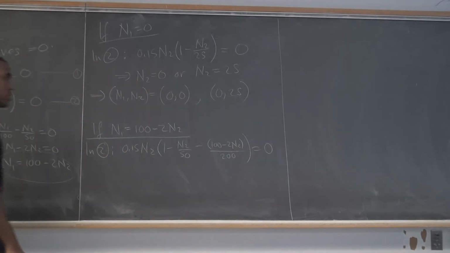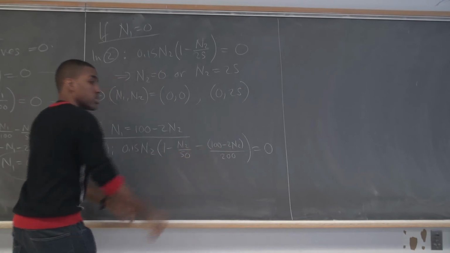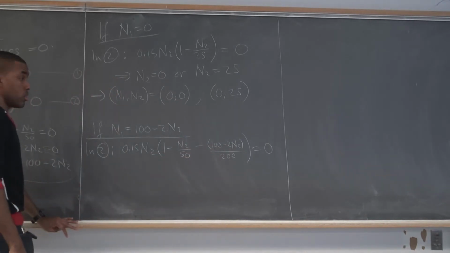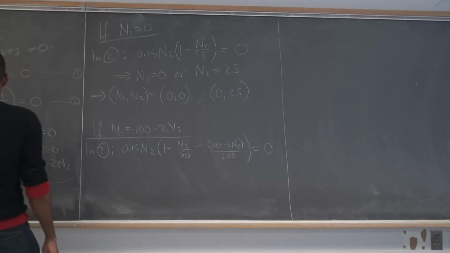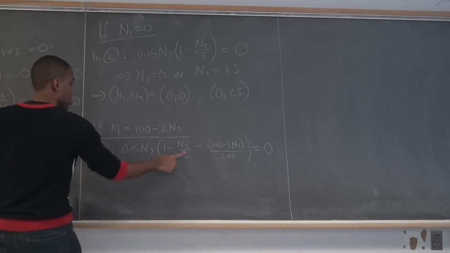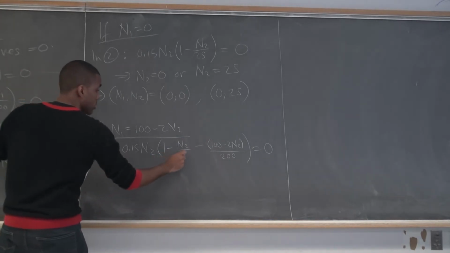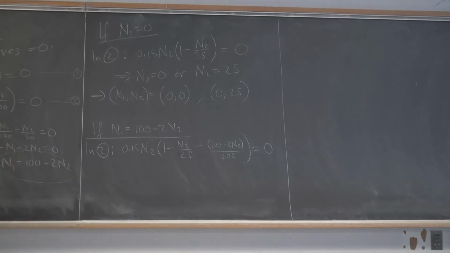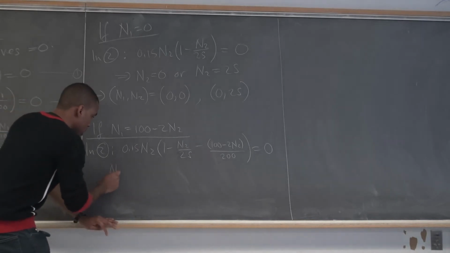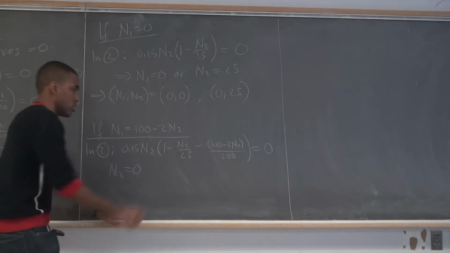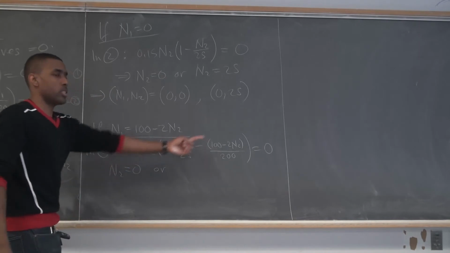Remember brackets here because there's a minus sign. Shouldn't it be 25? 25 and 2 over 25. I looked at this, so we're good. 25 and 200. All right. So now we have two options. n2 is 0, or all of this is 0, right?